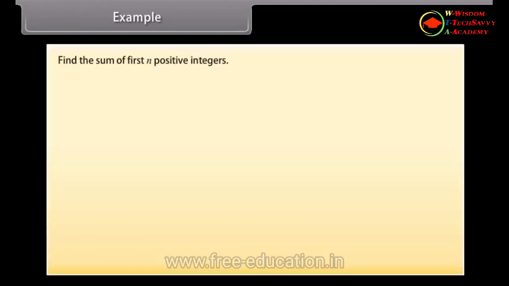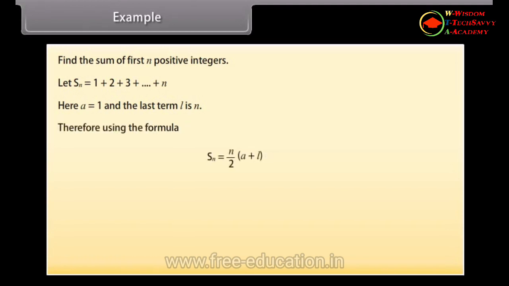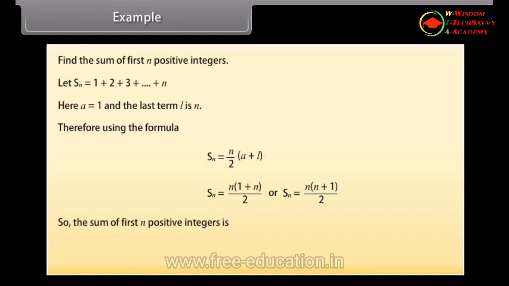Find the sum of the first n positive integers. Let Sn is equal to 1 plus 2 plus 3 plus and so on plus n. We can see that here a is equal to 1 and the last term l is n. Therefore, using the formula Sn is equal to n upon 2 into (a plus l), we get Sn is equal to n into (1 plus n) whole upon 2, or Sn is equal to n into (n plus 1) whole upon 2. So, the sum of the first n positive integers is Sn is equal to n into (n plus 1) whole upon 2.